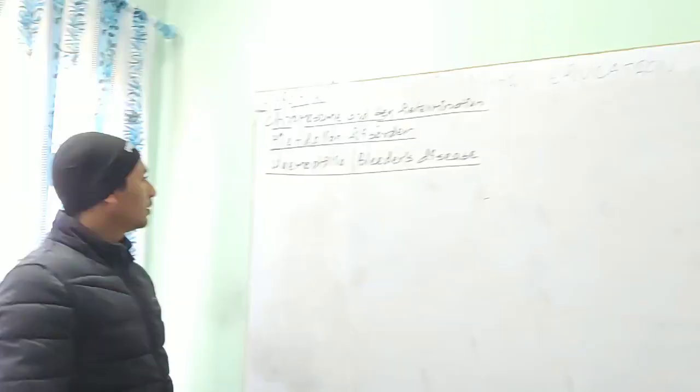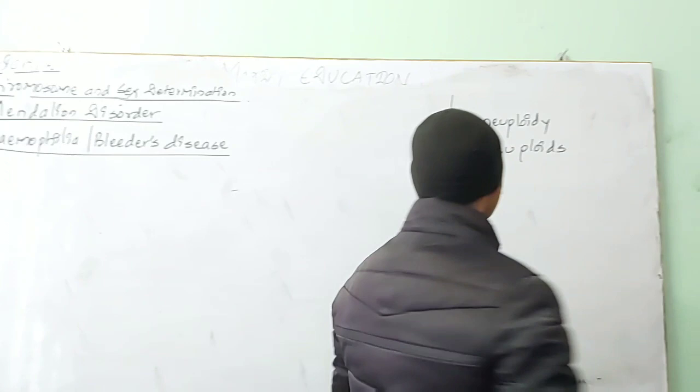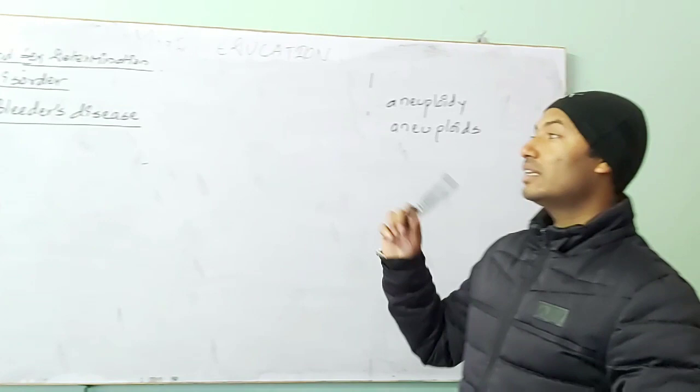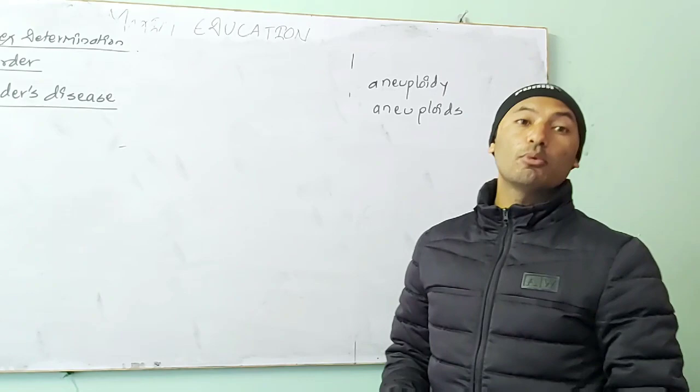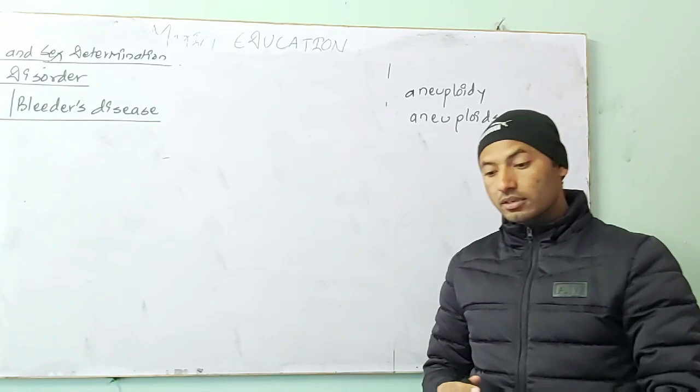Okay, now let's talk about Mendelian disorder. Mendelian disorders are those disorders that occur in autosomes and heterosomes both, when there are certain changes or mutations in autosomes and sex chromosomes. And this Mendelian disorder occurs in somatic cells for both male and female. And it might occur in the heterosome, which results in a defect that occurs in male only or in female only.